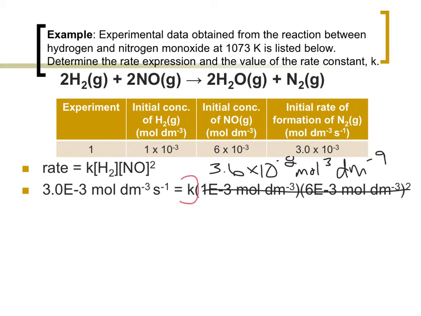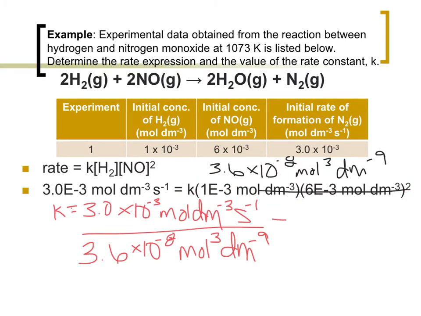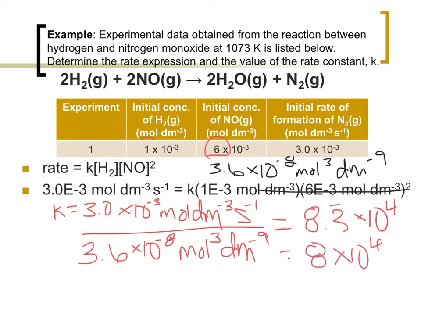So now, in order to isolate K, I'm going to take my rate and divide it by that number I just got. First of all, numerically, 3 times 10 to the negative third divided by 3.6 times 10 to the negative eighth gives us 8.3 repeating times 10 to the fourth. But since some of our initial data only had one significant figure, we're going to round that to 8 times 10 to the fourth. The hard part is the units.